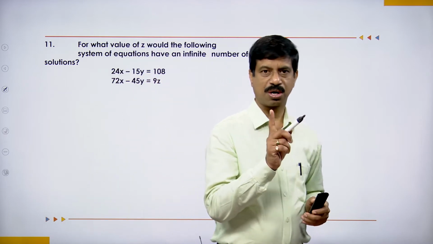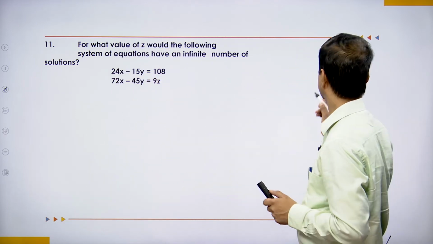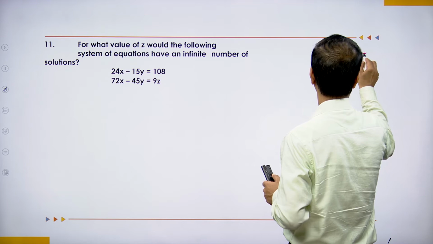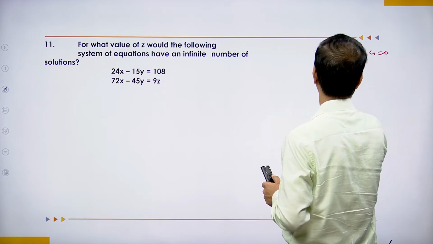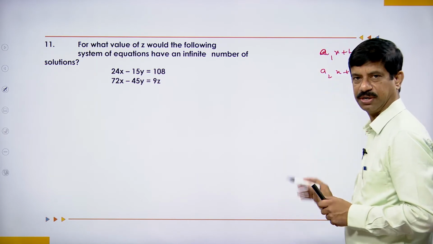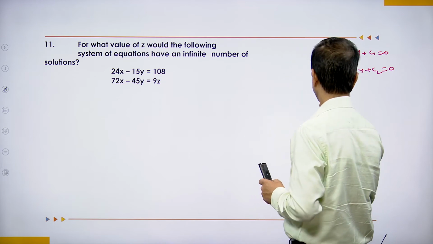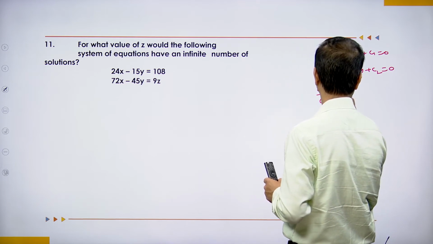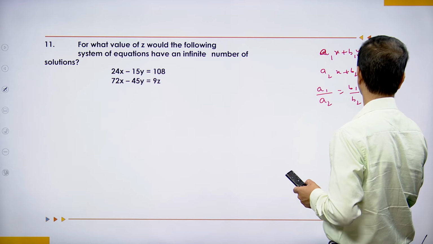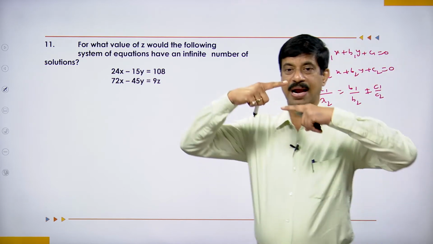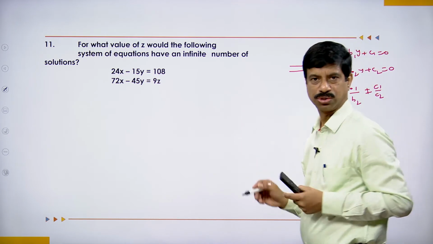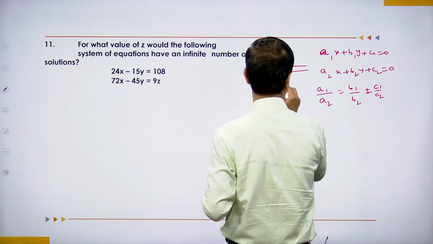So children, whenever we talk about linear equations, if it is like this, a1x plus b1y plus c1 equal to 0 and a2x plus b2y plus c2 equal to 0 are the two equations, and a1 by a2 equal to b1 by b2, and this is not equal to c1 by c2, then the two lines are parallel to each other like this. So there are no solutions. So 0 solutions.